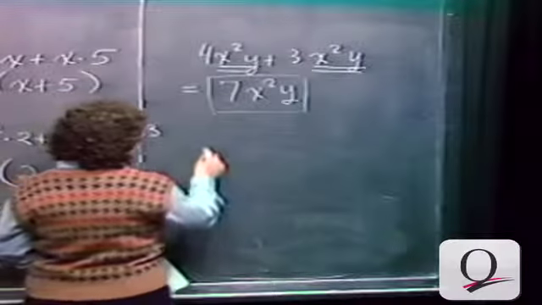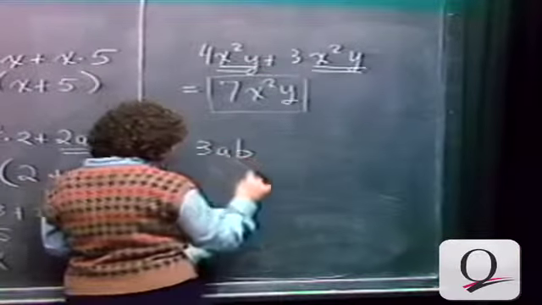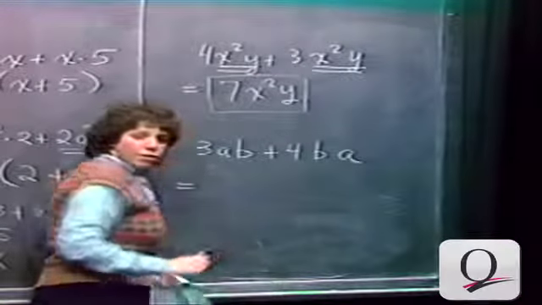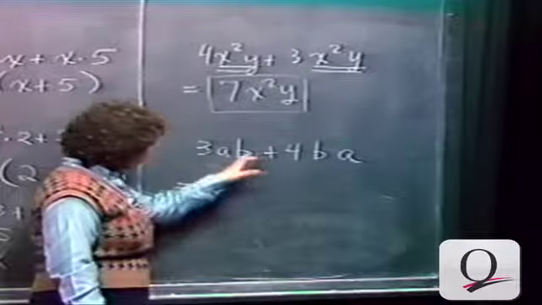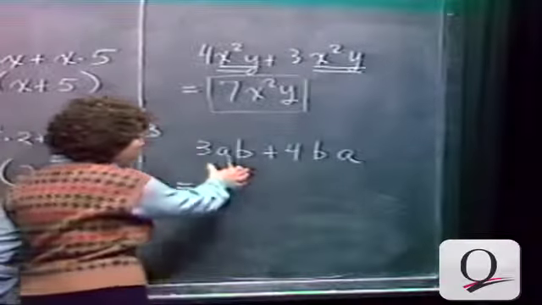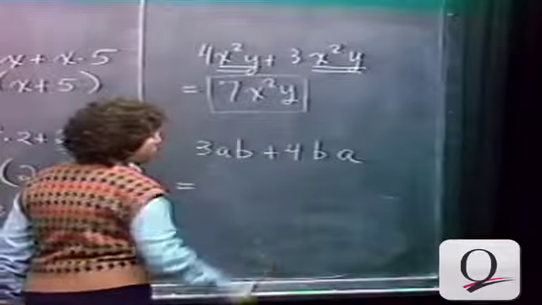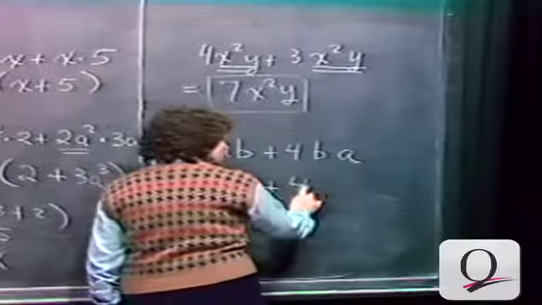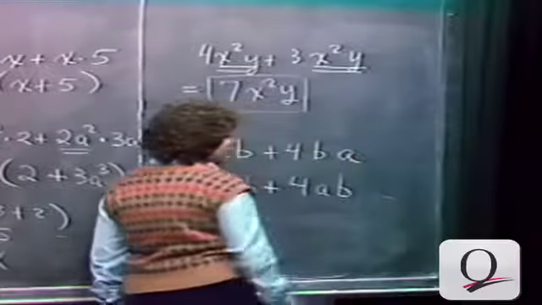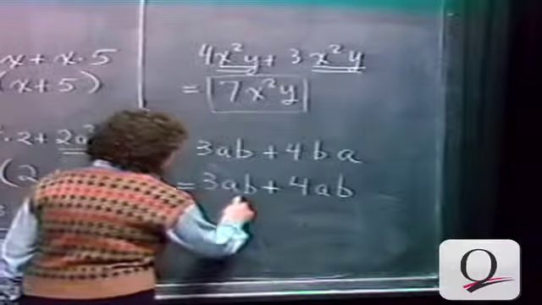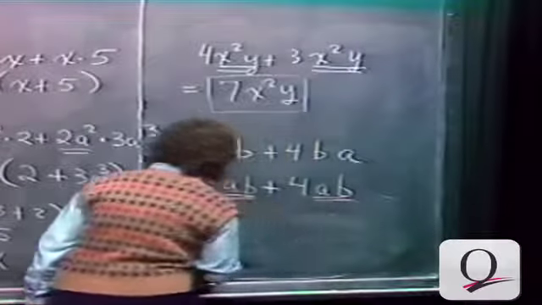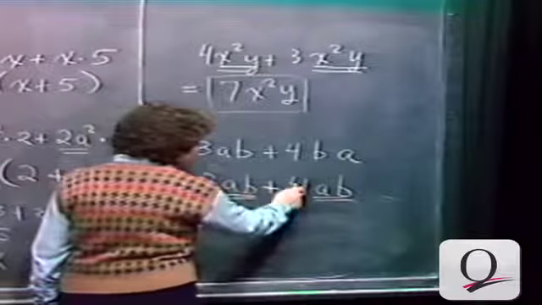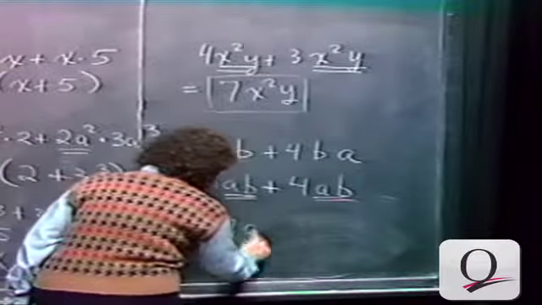All right. What about 3ab plus 4ba? Now, first time you're looking at this, you might say, wait a minute, these are not the same variable parts, because this is AB, this is BA. But of course, we can rewrite this as 3AB plus 4AB since multiplication is commutative. And now we do see that these are, in fact, like terms. They have the same variable part. And to add them, we will combine the numerical coefficients to get 7AB.